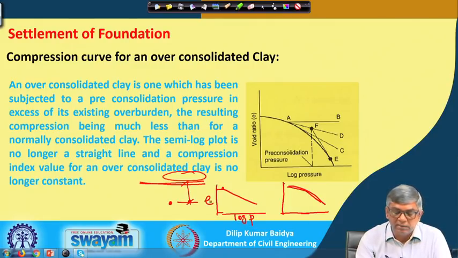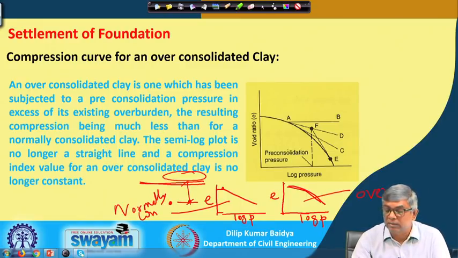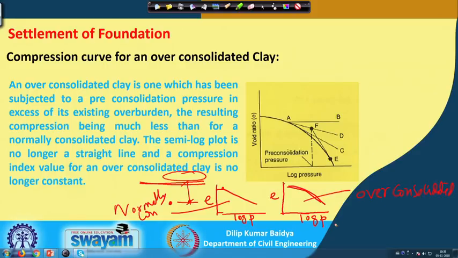Even though you plot this, this is log p and this is e, e versus log p, and this is normally consolidated, and this is over consolidated. If it is over consolidated, it will never be a straight line. If it is not a straight line, then automatically what will be the conclusion? This soil must be an over consolidated soil.